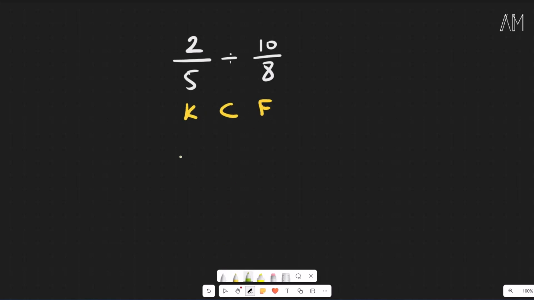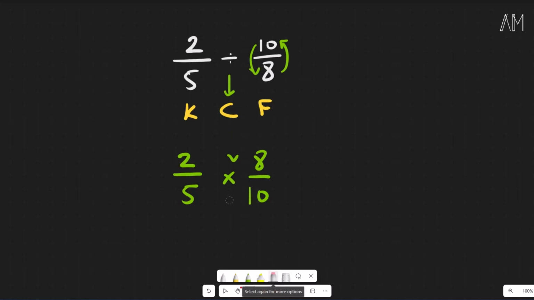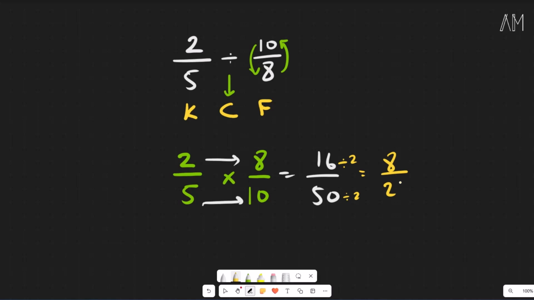Keep the first fraction as it is, change the division into multiplication, and flip the second fraction upside down to become 8 over 10. And there we go, we're back into multiplication. And we know how to do this, simply up by up and down by down. I will have 16 over 50, and here I can simplify by dividing by 2 up and down. First of all, it will become 8 over 25, and that's how we do it.